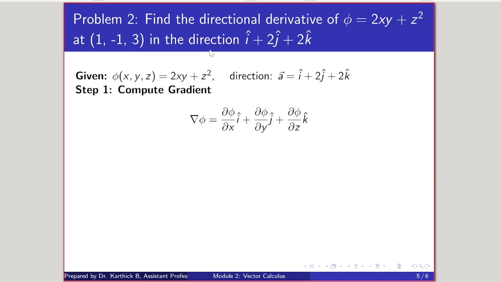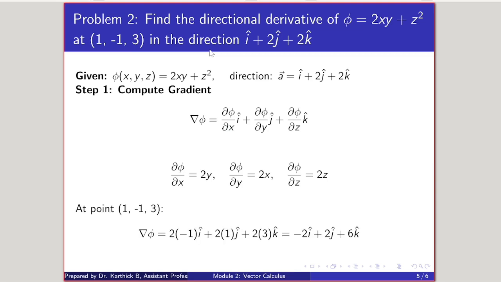By using this, we will find all these values and make the substitution. At last, they have given the point (1, -1, 3). So we will substitute the values of x, y, z in this formula. Now I am getting the answer as 2i vector plus 2j vector plus 6k vector.